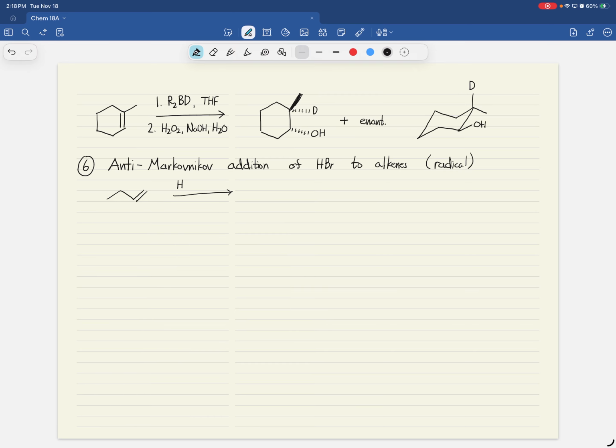If I add HBr, remember when we add HBr just by itself, it didn't do anything. But if you add HBr in the absence of water and in the presence of radical species, you'll get different selectivity. Here we use organic peroxide, R2O2. It looks like hydrogen peroxide, but not the case. And if you shine this solution in light, you'll get anti-Markovnikov selectivity.